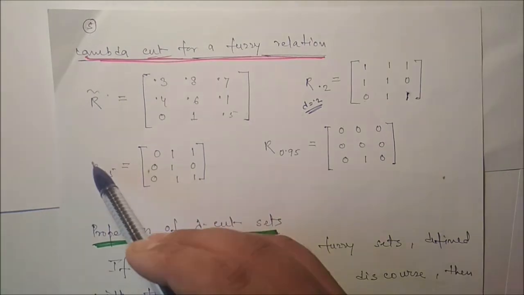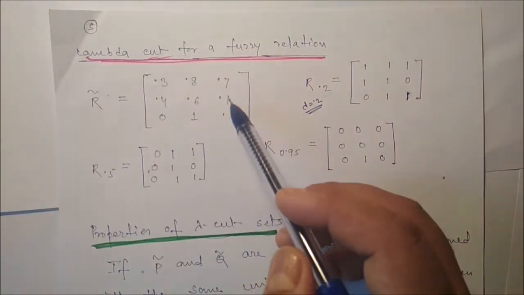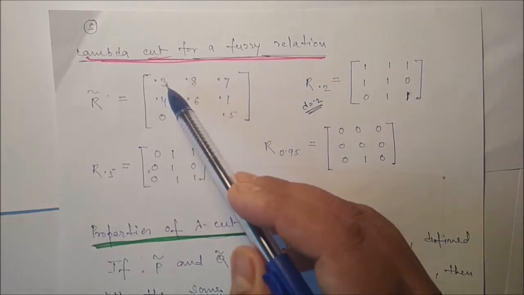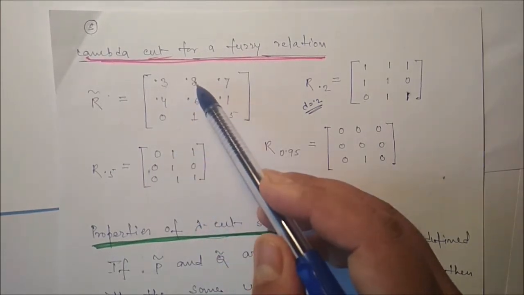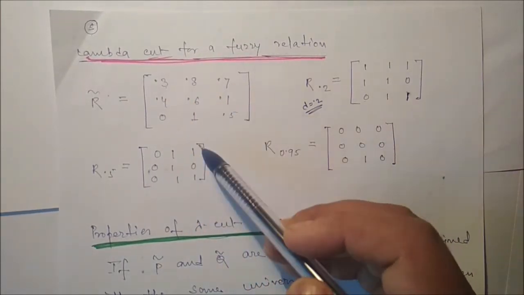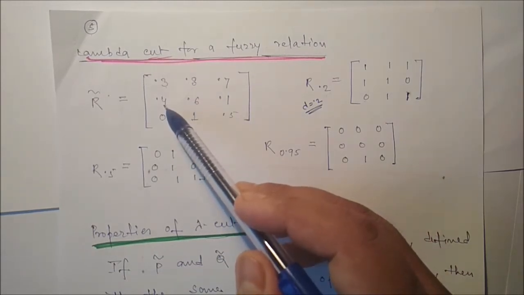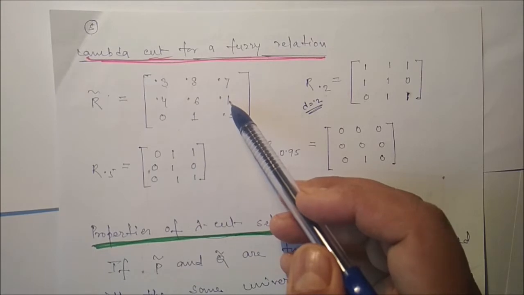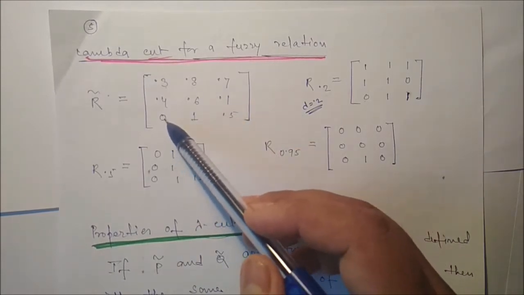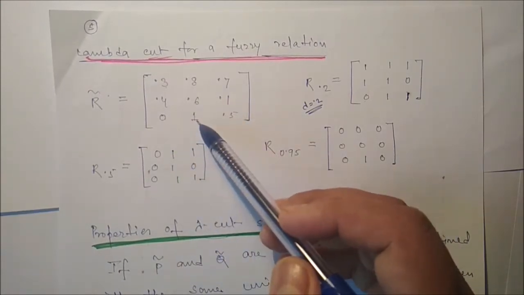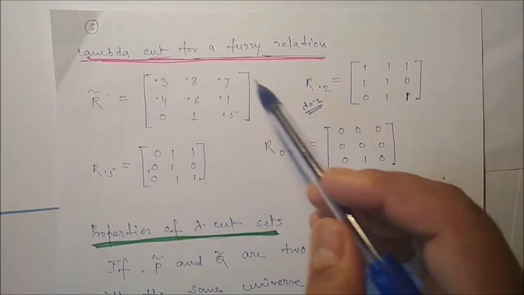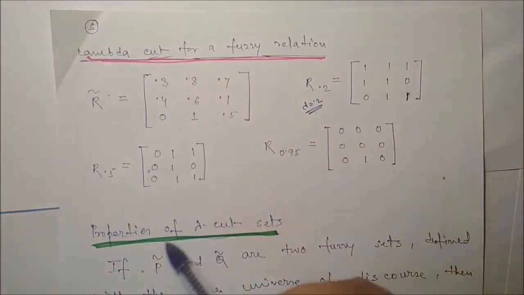Similarly, identify the entries whose values are more than 0.5. Definitely more than 0.5? No, that's why 0. More than 0.5, yes, 1. More than 0.5, yes, 1. More than 0.5, no, 0. More than 0.5, yes, 1. More than 0.5, no, 0. More than 0.5, no, 0. More than 0.5, yes, 1. More than or equal to 0.5, yes. So here we definitely have to use more than or equal to.